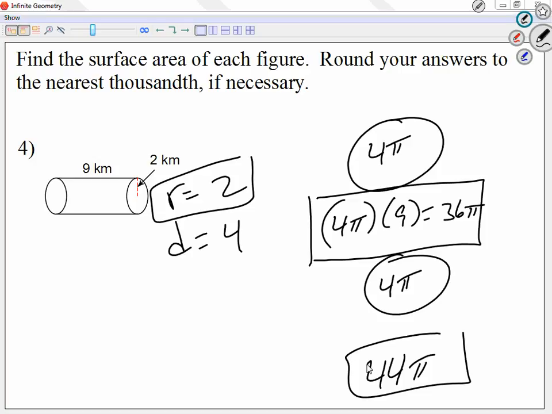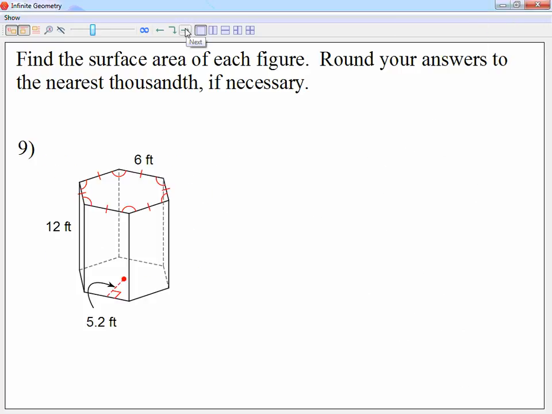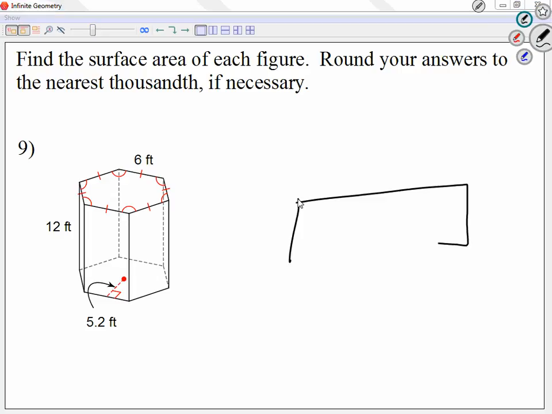Which one? 9? All right, let's take a look at number 9. It's a big rectangle in the center. Now the base, it's a hexagon. Right, this one I don't have a choice. It's that hexagon. Whenever we see a side that is not a rectangle, that's your base. So I'm going to draw it the best that I can.